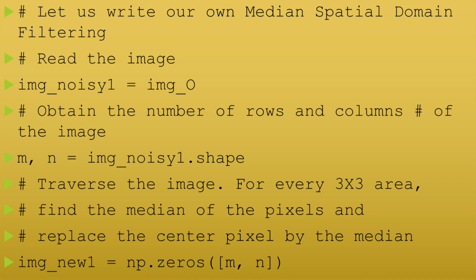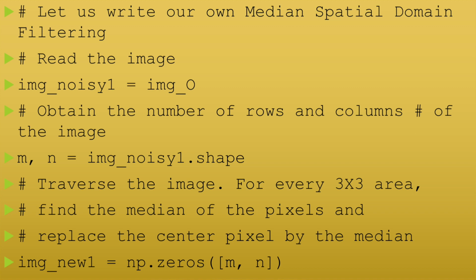So for this purpose we have to take two loops. For one loop I am taking i as a counter. For another loop I am taking j as a counter. From 0 to m minus 1, I will go up to the m size of the image, m is the number of rows. j will go up to n, n is the number of columns in the image.